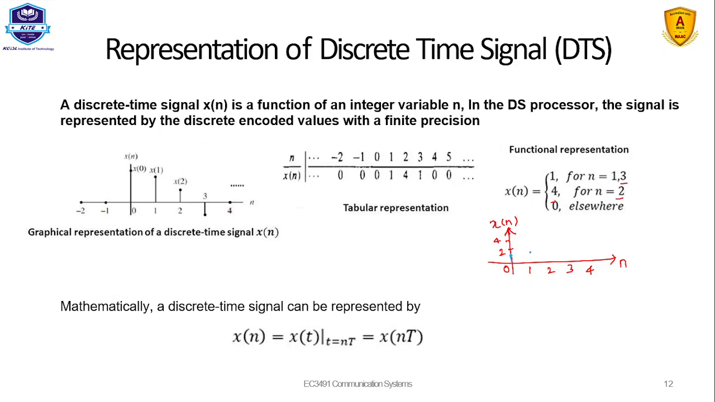Sorry, it is not marked as 0. You should mark here for 1 only. There is no 0 value. So for 3 also it is 1.